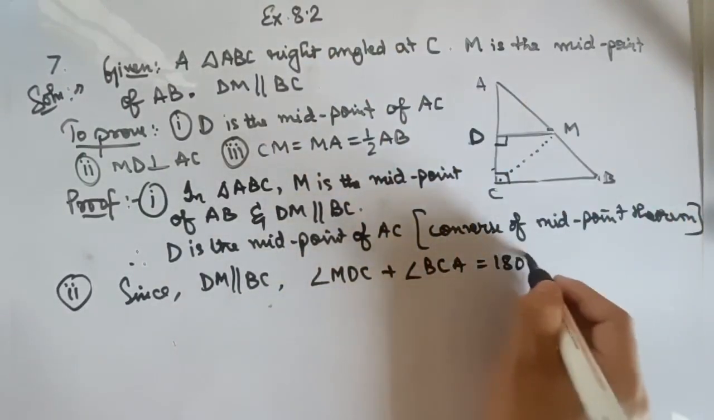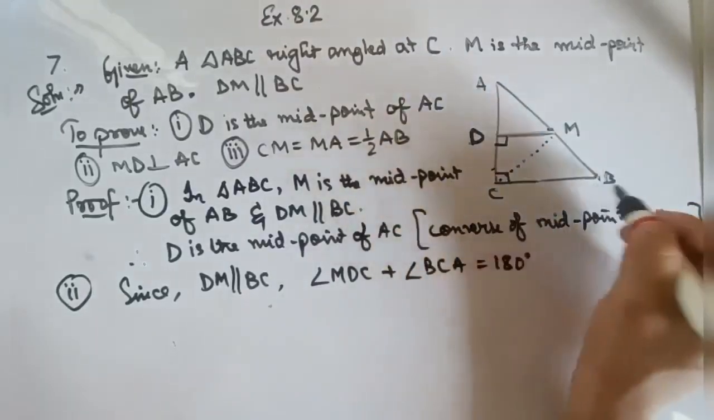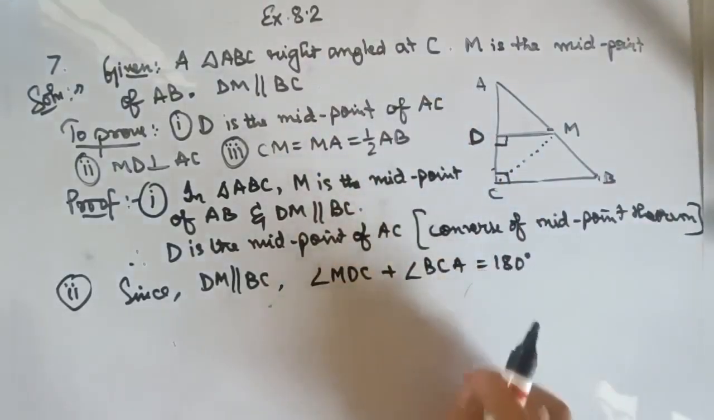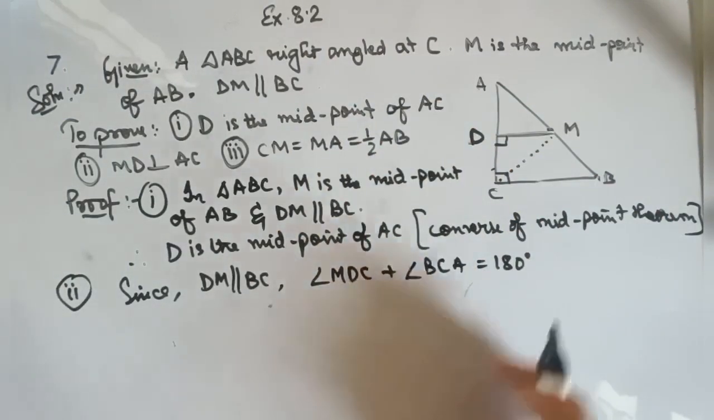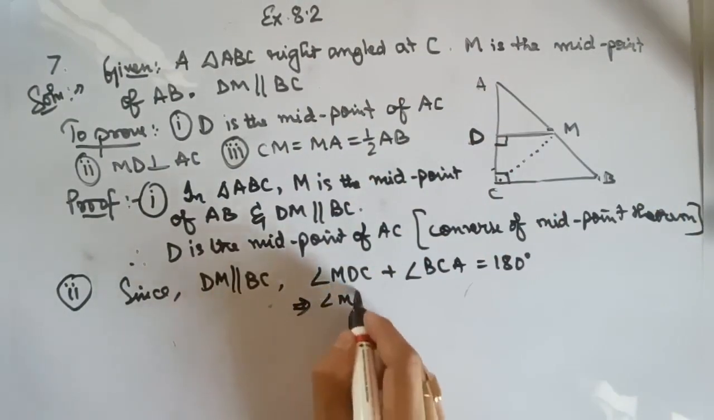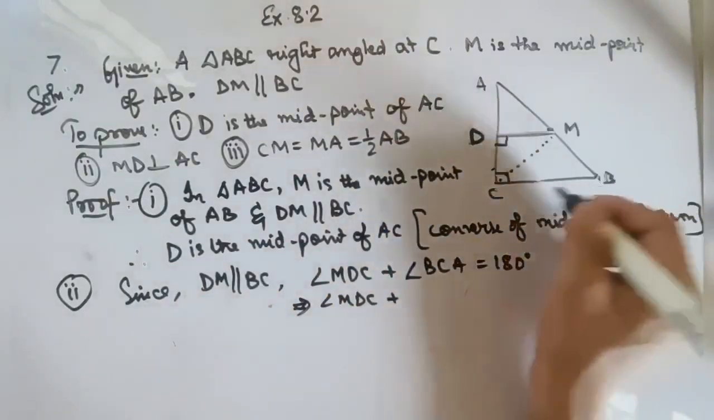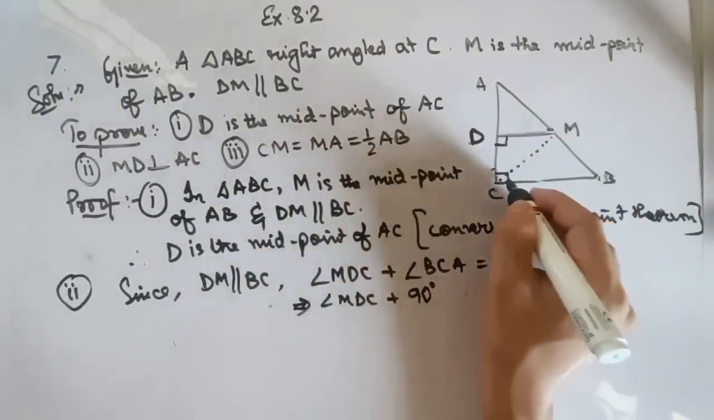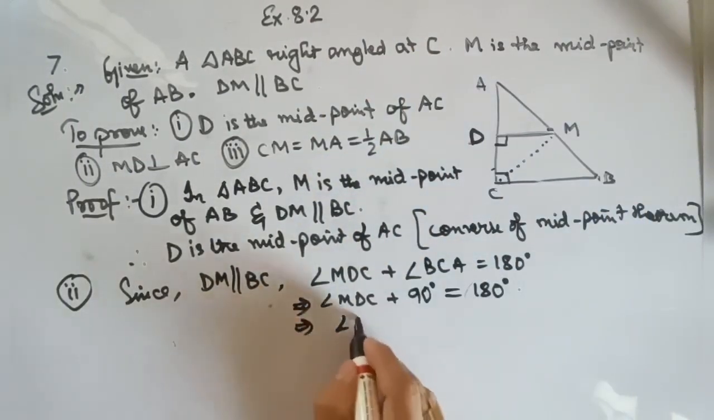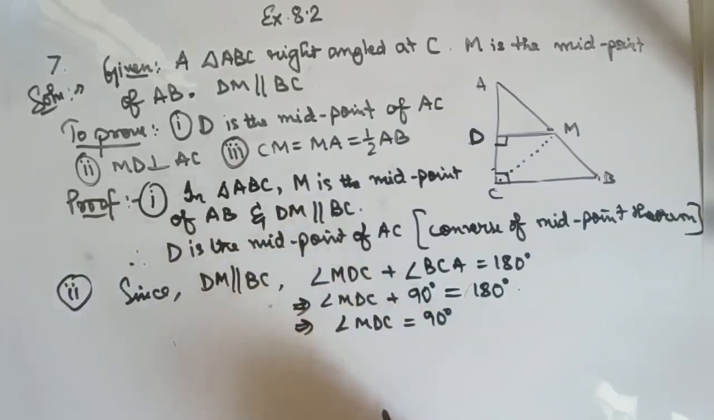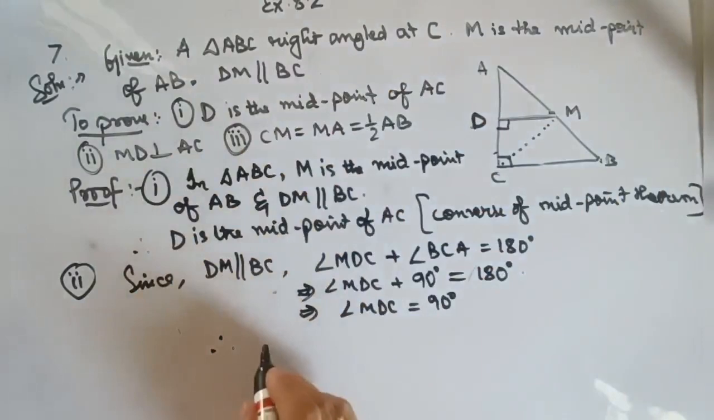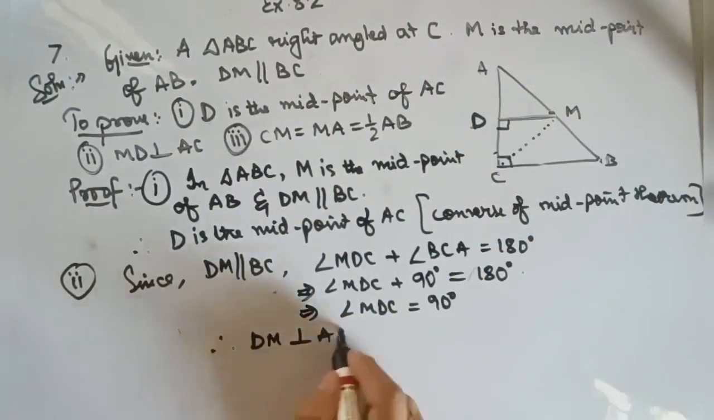is equal to 180 degrees. Since these two lines DM and BC are parallel to each other, the sum of these two angles will be equal to 180 degrees, because these are the co-interior angles of the two parallel lines. This implies angle MDC plus 90 degrees equals 180 degrees, because we already know that angle BCA is 90 degrees, as triangle ABC is right angled at C. This implies angle MDC is equal to 90 degrees. Therefore, we can say that MD, or DM, is perpendicular to AC.